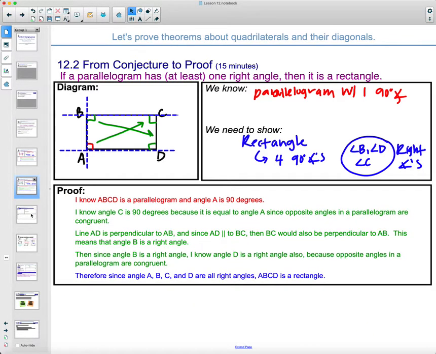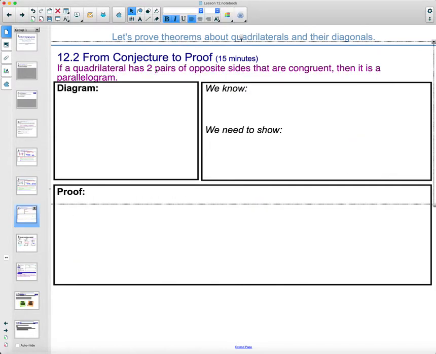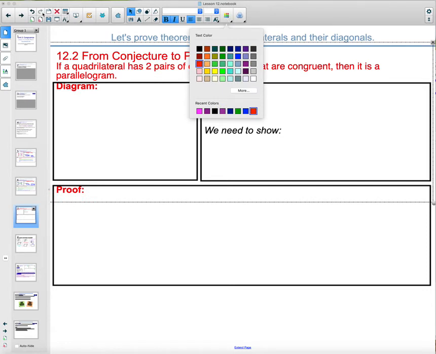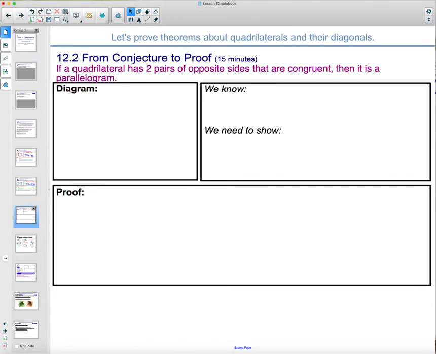All right, then let's look at one more of the conjectures in your book, and this one is, if a quadrilateral has two pairs of opposite sides congruent, then it's a parallelogram. So what do we know? We know that the quadrilateral has two pairs of opposite sides congruent. And then what are we trying to prove? We're trying to prove that it's a parallelogram.